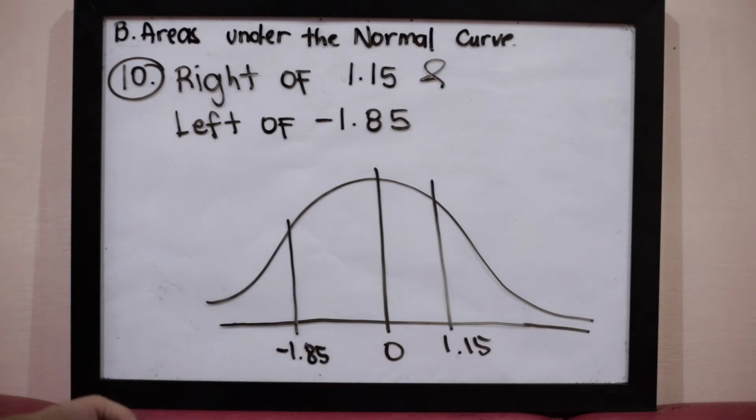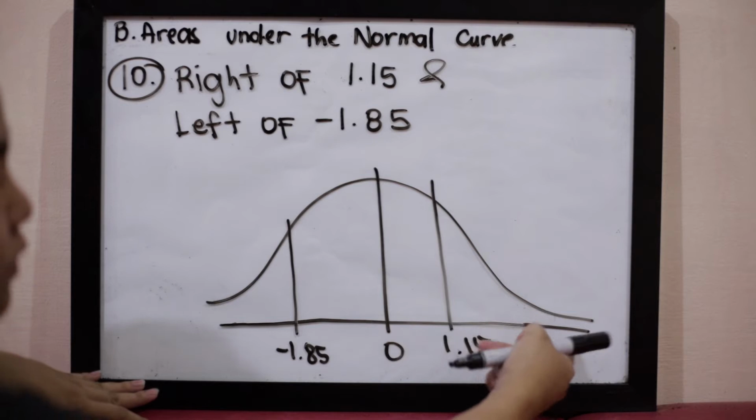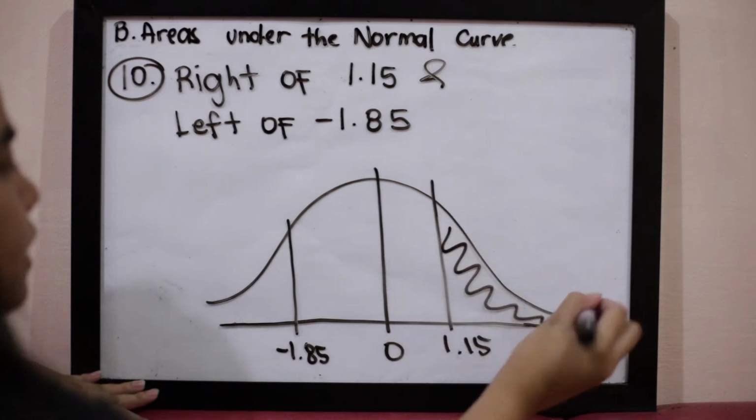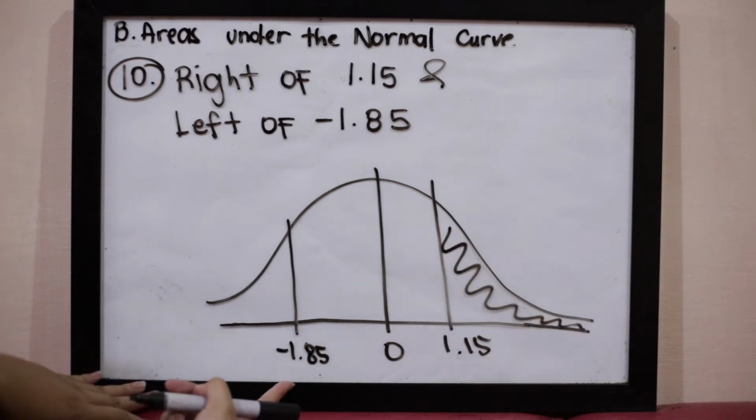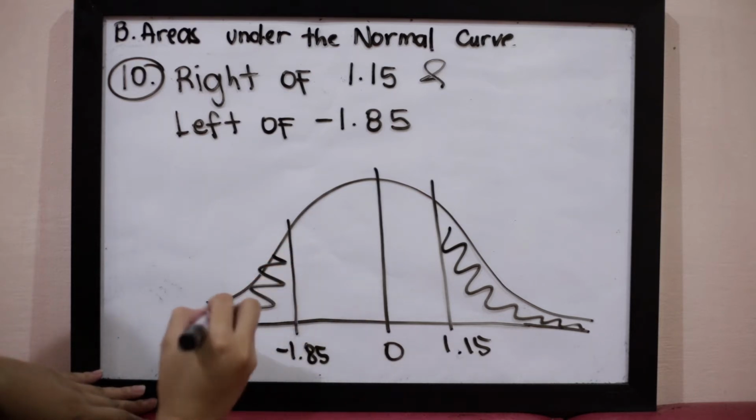And then for the shaded region, first write down 1.15. Where is the right of 1.15? This is 1.15 and the right side of that one is this. Next, negative 1.85. Left of negative 1.85. The left side of negative 1.85 is this.